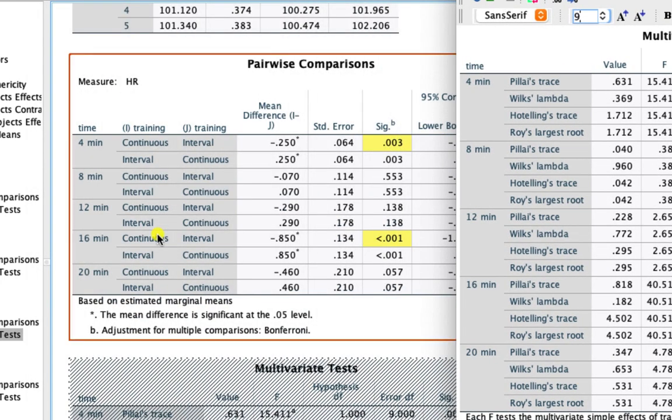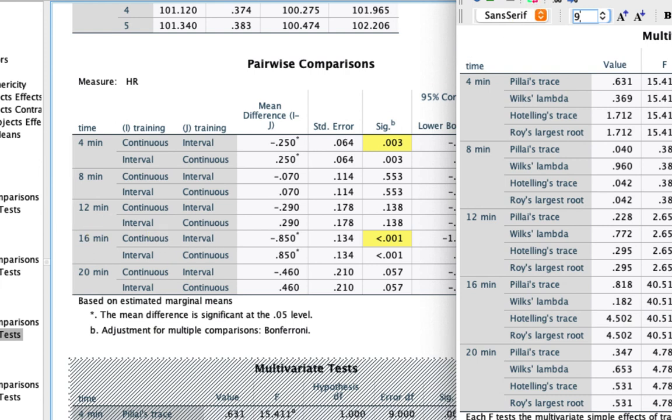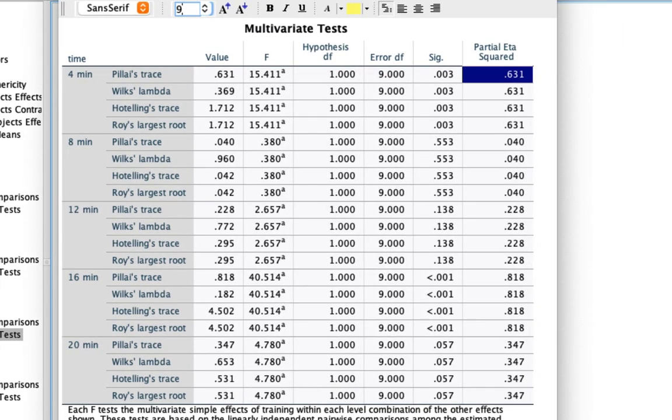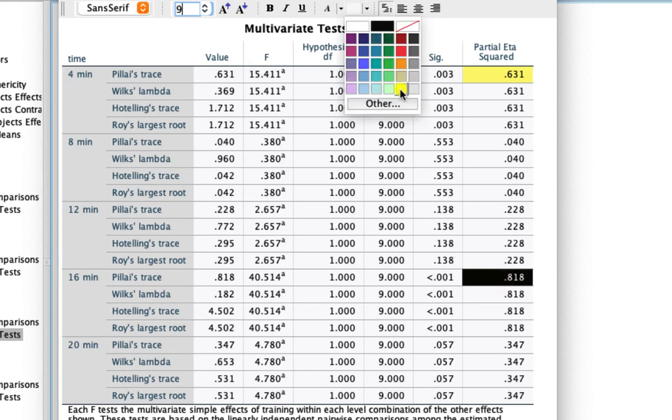My other significant difference was between continuous and interval training at 16 minutes. So I can go back to my multivariate test at 16 minutes, and I can choose my effect size to report as a large effect size.